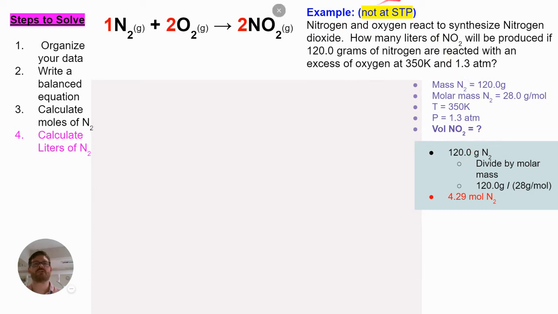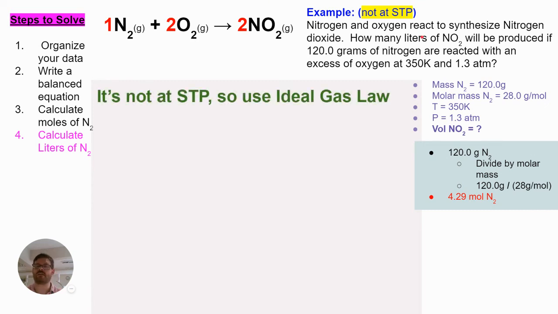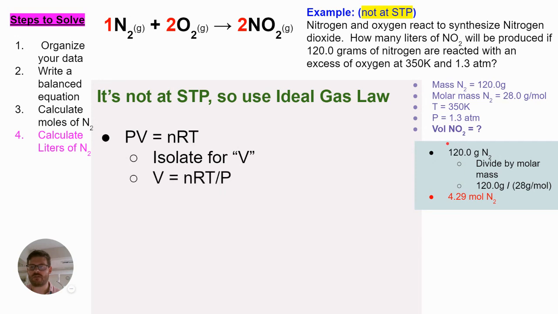So remember, we're not at standard temperature and pressure, so we're not allowed to use 22.4 liters per mole. Instead, what we're going to do is use the ideal gas law. We have everything we need. We now know moles, we know temperature, we know pressure, and we're trying to find volume. So PV equals nRT. Let's first rewrite this so that we've got V all by itself. So that is V equals nRT over P. We just divide both sides by P to get rid of it over here and then move it onto that side.